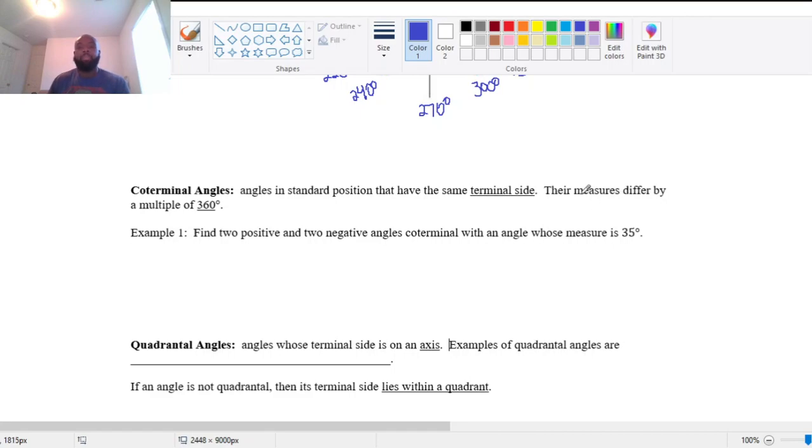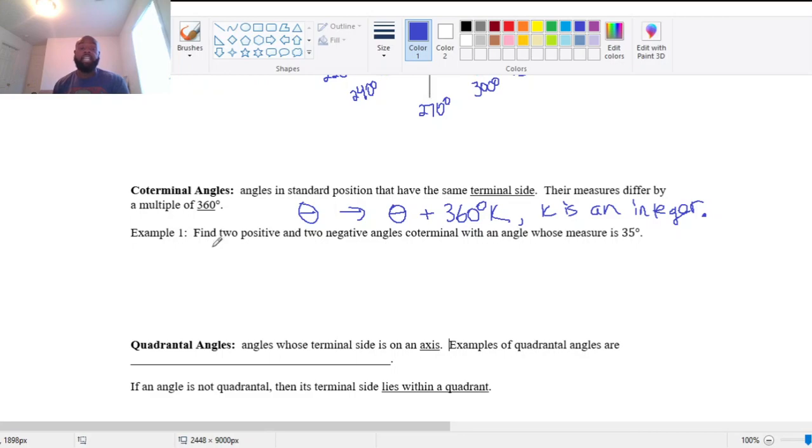This means basically that their measures differ by a multiple of 360 degrees. So if I have an angle called theta, then a coterminal angle to theta can be found by taking that theta and adding some multiple of 360 degrees. So I can say 360 degrees times some constant k, where k is an integer. And then we can get to more angles.